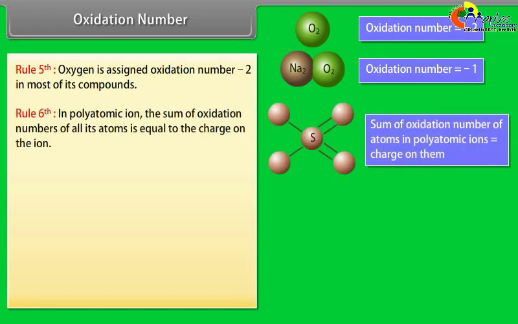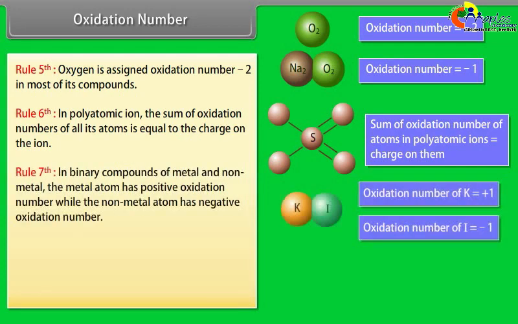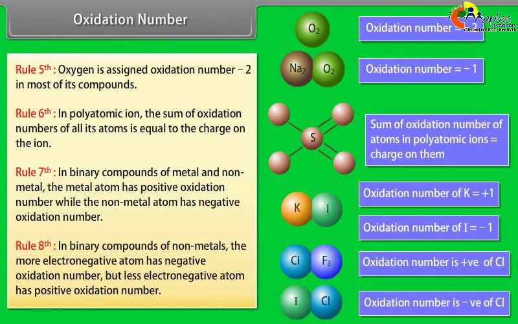Rule sixth. In polyatomic ion, the sum of oxidation numbers of all its atoms is equal to the charge on the ion. Rule 7th. In binary compounds of metal and non-metal, the metal atom has positive oxidation number, while the non-metal atom has negative oxidation number. Rule 8th. In binary compounds of non-metals, the more electronegative atom has negative oxidation number, but the less electronegative atom has positive oxidation number.